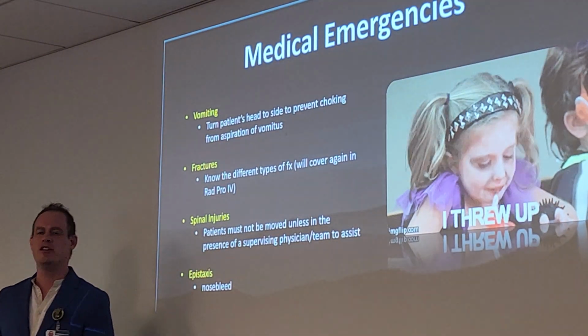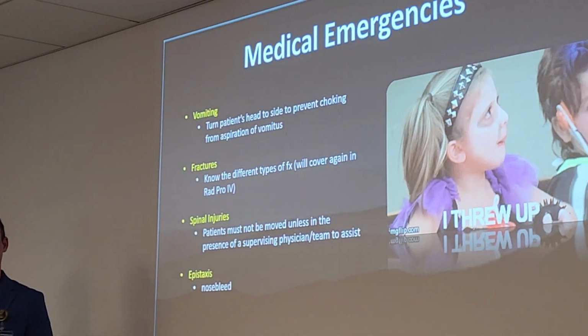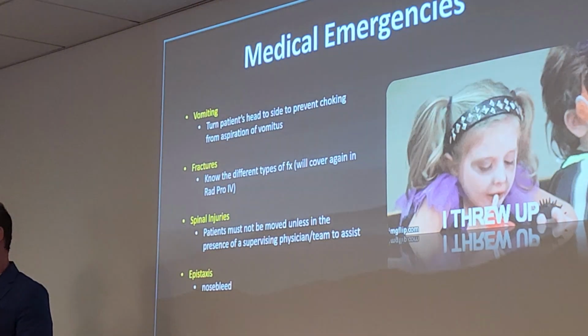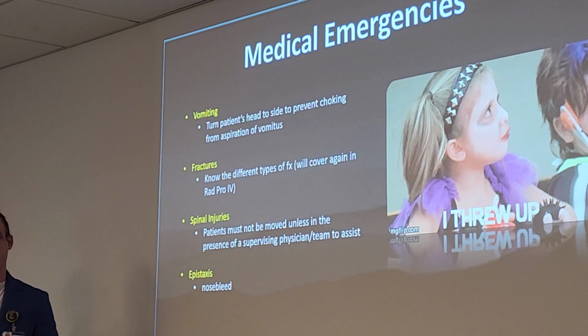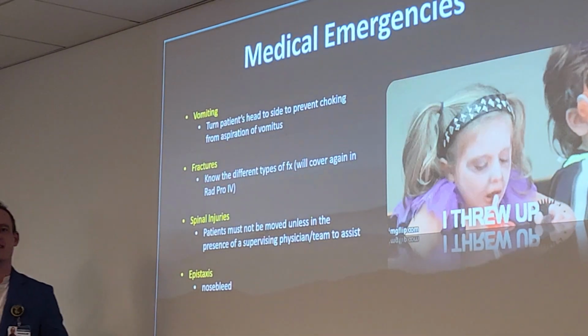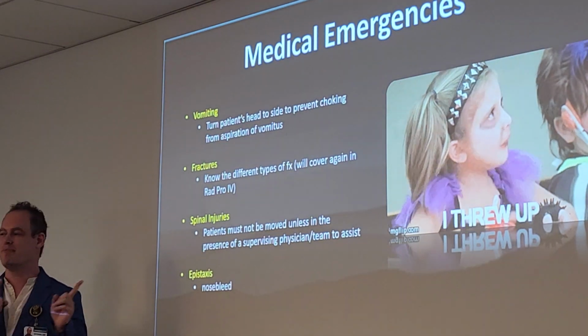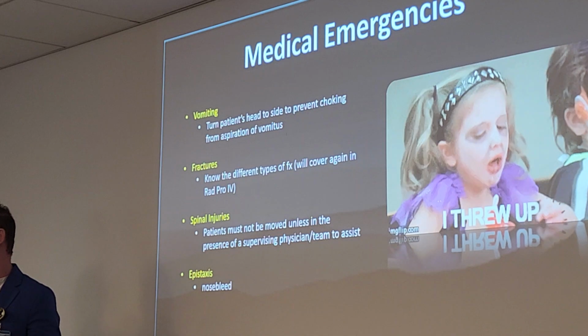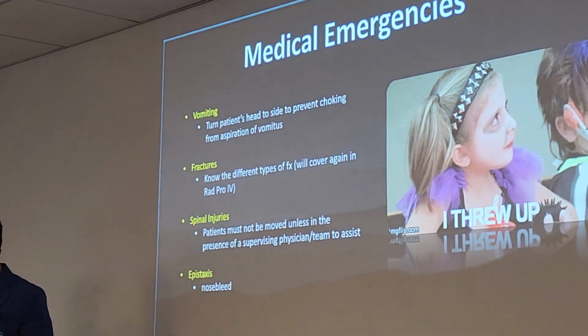Yeah, so vomiting, what do you do, guys? I kept this simple. What's the first thing you should do if someone's throwing up? Call for help. What do you do for the patient? Turn the patient's head to the side. Why? To prevent choking or aspiration of vomitus. By the way, it's called vomitus.